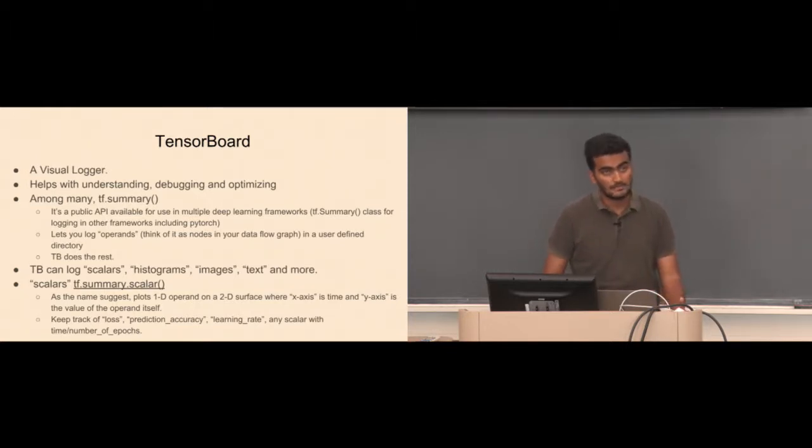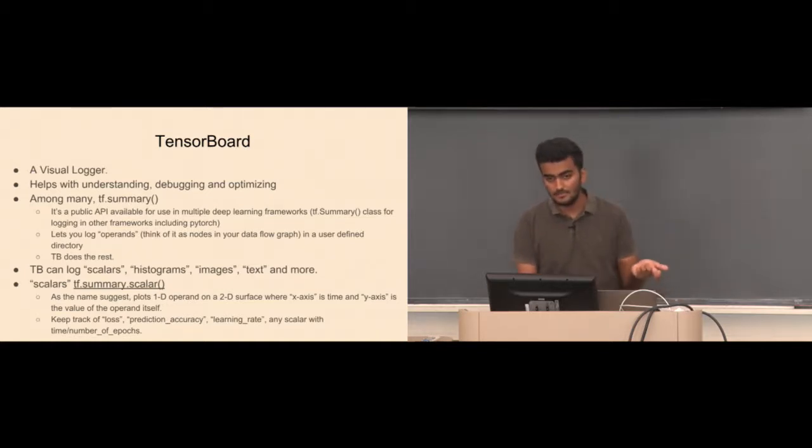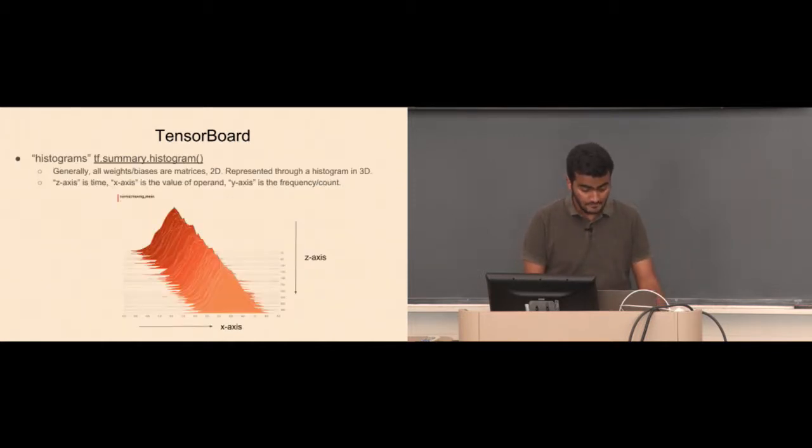So the way we plot a scalar value is we plot it in a two-dimensional setting, and the second dimension is going to be time for us, and that time is also the number of epochs that you train your model for. In a generic neural network training setup, your loss would be something that's scalar. Your prediction accuracy would be something that's scalar. Your learning rate would be something that's scalar. So you can plot all these values using tf.summary.scalar.